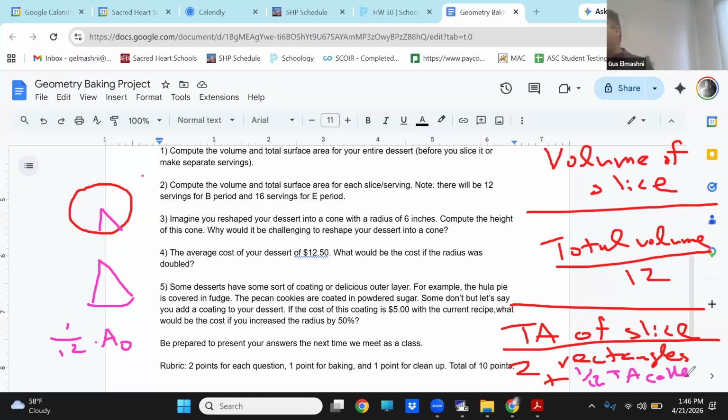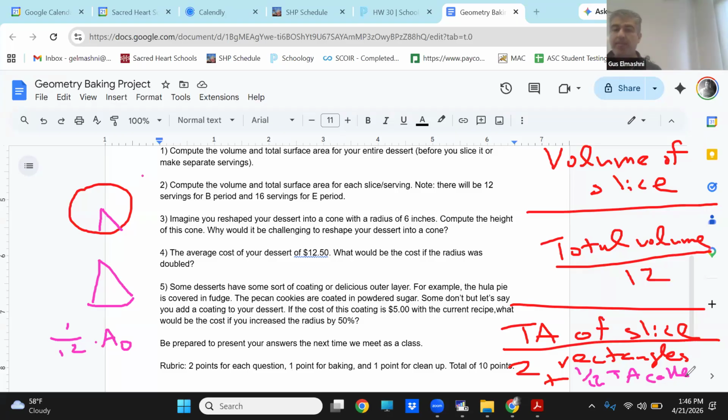Now, of course, you have different shapes. I'm going to walk around and help you guys out with that. The hula pie is going to be a little tricky, and the bundt cake is going to be a little tricky, but I'll help you guys for those groups who have that. But if you're stuck and I'm working with somebody else, move on to the other part.